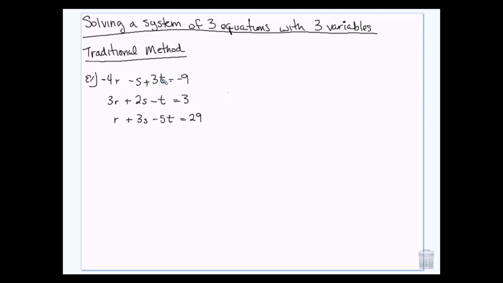Three variables, r, s, and t. And in order to solve for three variables, you have to have a minimum of three equations. So what we do is we have to take the first two equations and eliminate one of the variables.